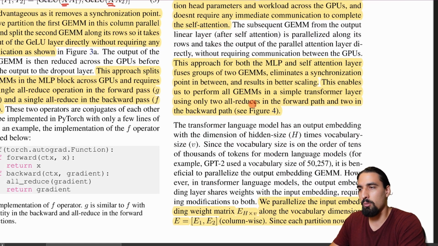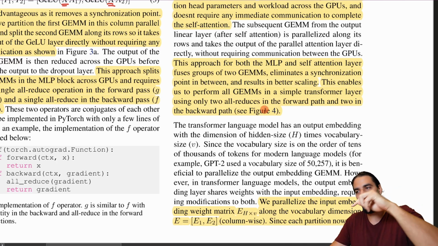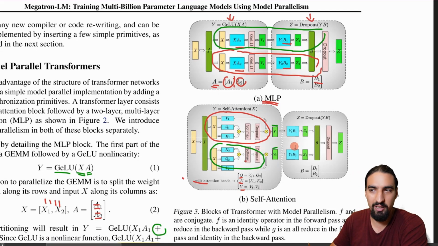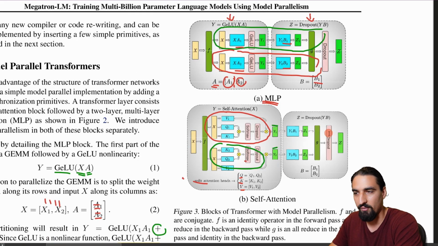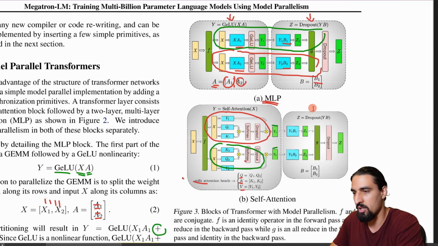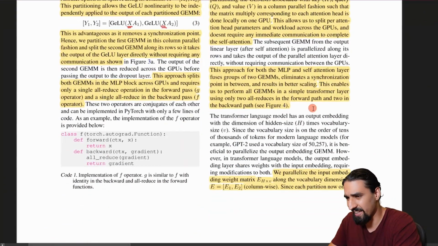This enables us to perform all gems in a simple transformer layer using only 2 all reduces in the forward path and 2 in the backward path. Again, that's because the transformer layer consists of one attention. We have a single all reduce here, and then we pass the data that comes out of here, we pass it here, and then we have another all reduce here, the G. So that's 2 in the single pass through the transformer layer. Okay, guys, that's pretty much it.